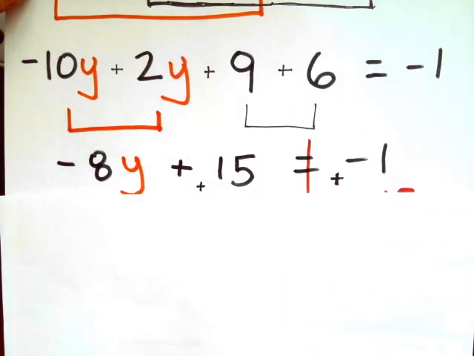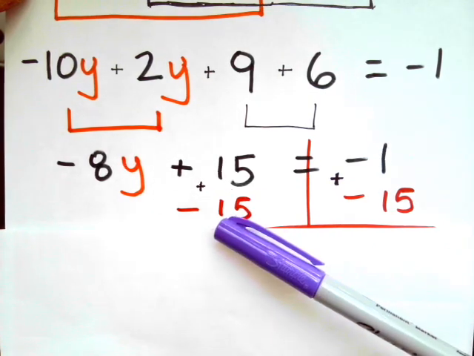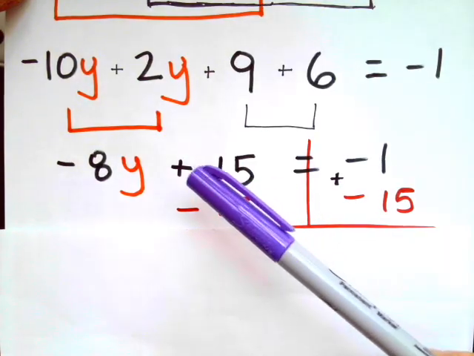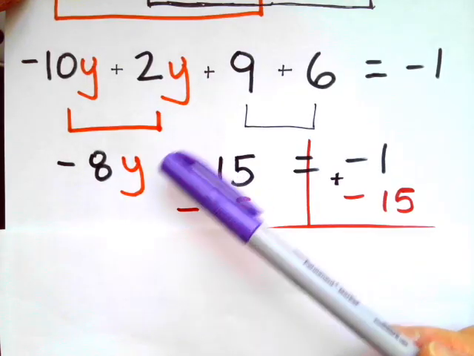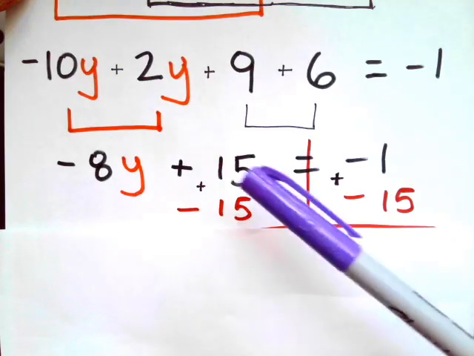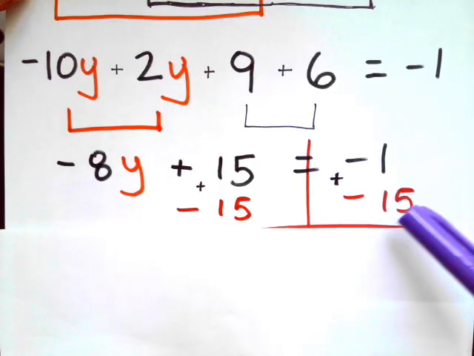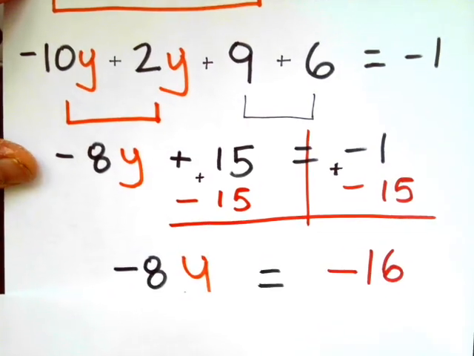What's the opposite of a positive 15? Well, it's a negative 15. So I want to add a negative 15 to both sides of my equal sign. Positive 15 plus a negative 15 cancels to be 0. I'm going to rewrite that negative 8y below. I'm going to rewrite that equal sign, and a negative 1 plus a negative 15 is a negative 16 value. So I'm going to show you that here.